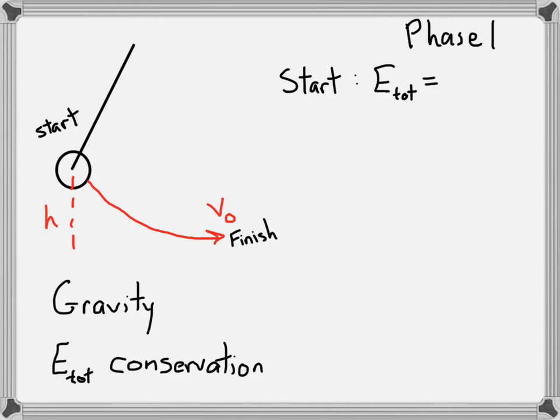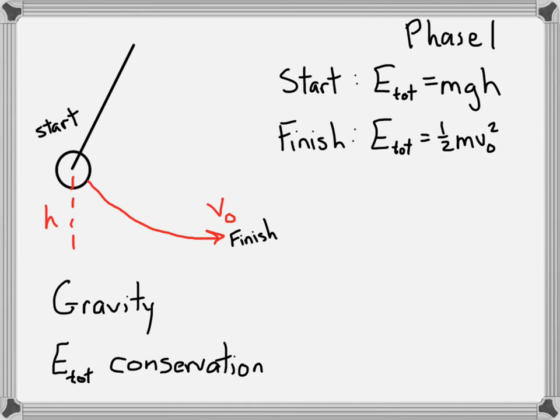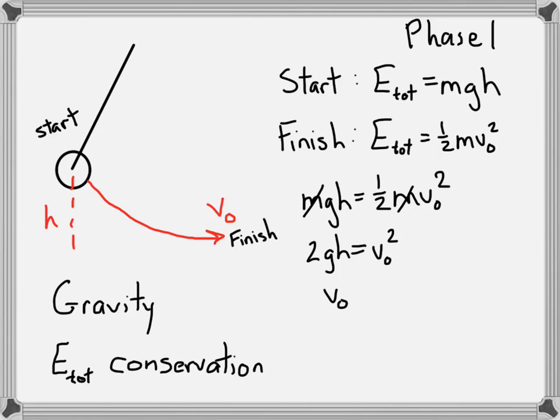So at the start, the total amount of energy is all potential, so mgh. And at the finish, the total mechanical energy is all kinetic, so it's 1/2 mv naught squared. Energy is conserved, so I can set those two equal to one another. Then it's pretty trivial to solve for v naught, and you'll get v naught equals root 2gh. Now, it's not an answer to any parts of the problems, but we need that in order to go on to phase 2.